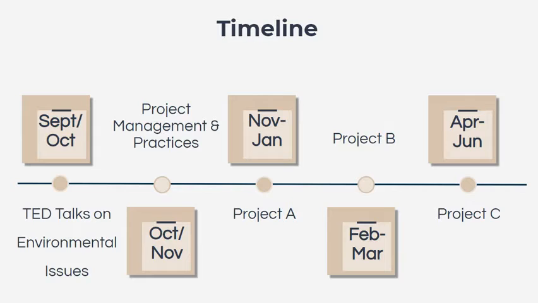Then from about the beginning of November through the end of the semester, students will be tasked with their first project and completing that. And then in February and March, they will do a second project. And then April through June, their third and final project. And so those three projects will be free choice in topic. Students will just have to fulfill certain expectations as far as outlining and tracking their work and coming up with a completed final piece that they're sharing for assessment.